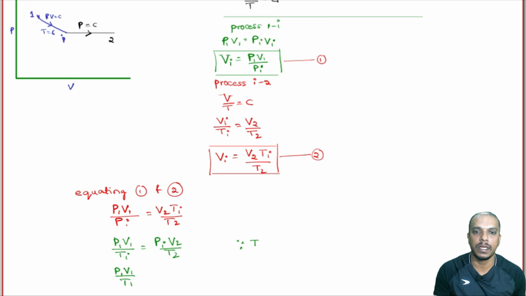We know that T1 is equal to Ti, because temperature is constant between 1 to I. On the other hand, Pi can be written as P2, because we also know pressure between I and 2 is same. So Pi is equal to P2. So P2 V2 by T2.